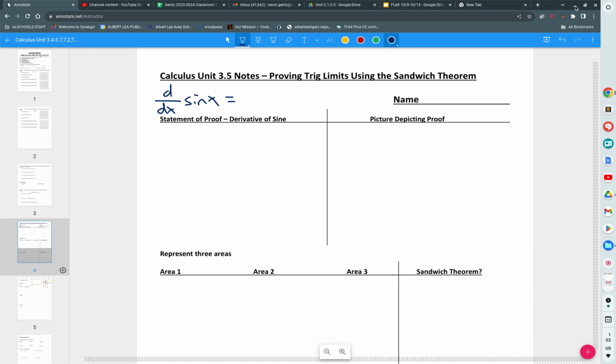But I do know that in order to find the derivative of sine, we have the limit as h goes to 0. This is how we always prove a derivative. We did this when we set up the power rule. And we're going to have sine of x plus h minus sine of x, all over h. Does that look familiar? Yeah, that's our formal definition. You did that on the test, right?